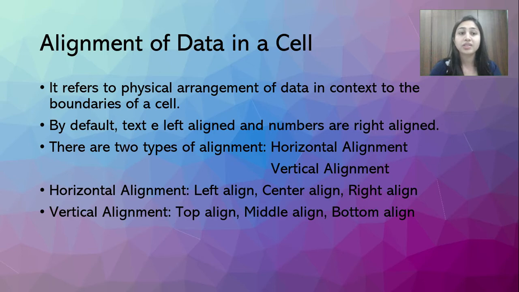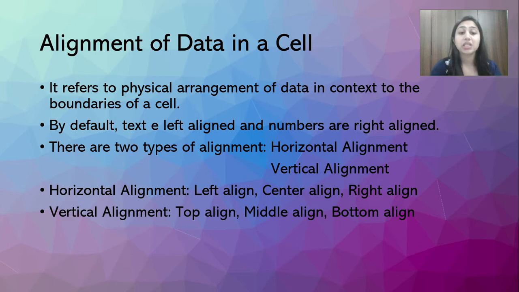Okay, now students, the next topic is alignment of data in a cell. It refers to physical alignment, the arrangement of data in context to the boundaries of a cell. By default, text is left aligned and numbers are right aligned. And there are two types of alignment, that is horizontal alignment and vertical alignment.